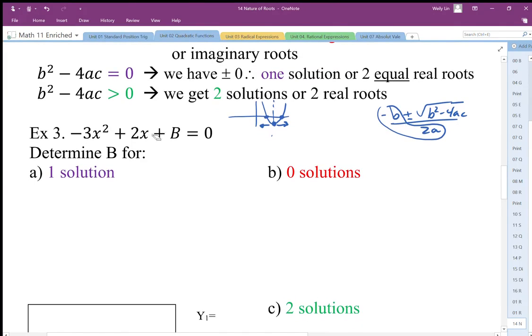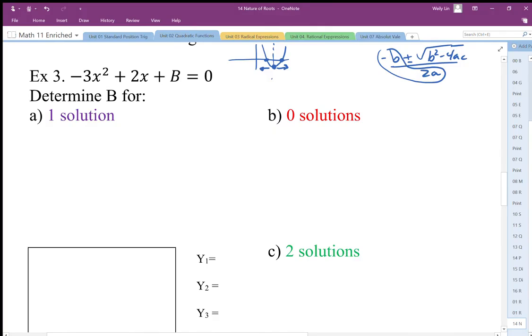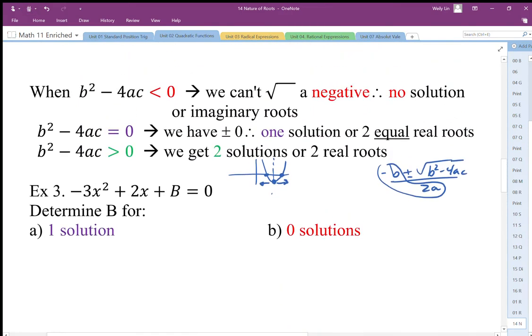Looking at this graph here, we can determine the value of b for one solution. There's a video where I animated the change in b to see what happens. The change in b will give us either one solution, 0 solutions, or 2 solutions. But we could also do this algebraically by setting up our discriminant.